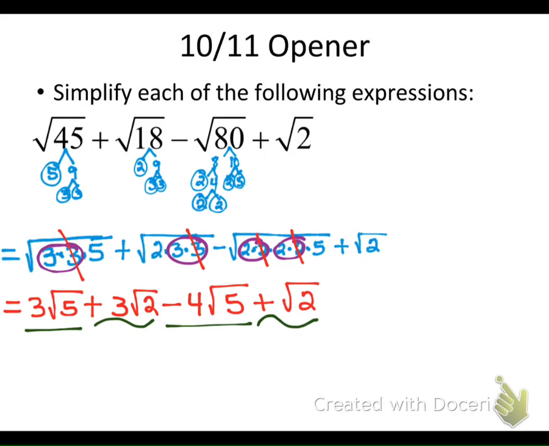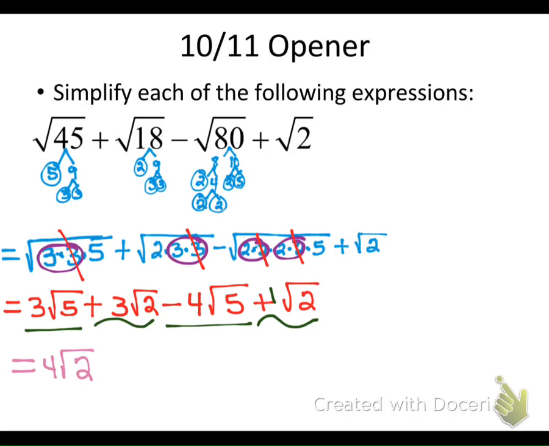Okay. So because the 2 is the smallest, we're going to work with that one first. Now, if I have a square root that's by itself, what do I put up in front of it to give it a value? A 1. So if I'm going to combine my like terms here, I'm going to combine 3 square root 2 plus 1 square root 2 to equal 4 square root 2. So you add your coefficients. So 4 square root 2.